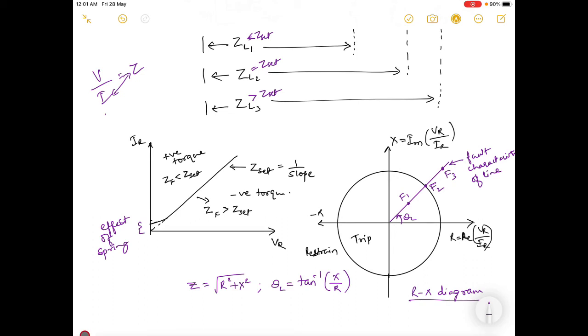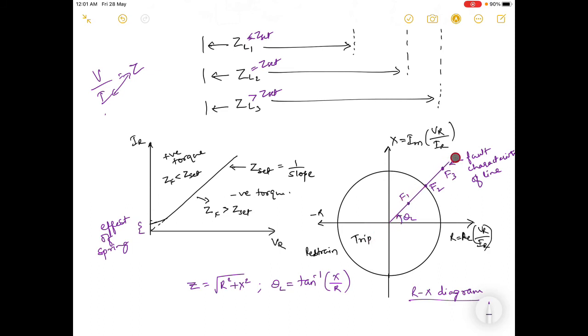Now, okay, so what is the RX diagram? R is the real part, so the real part of VR by IR, and X is the imaginary part of VR by IR. So this is reactance, this is resistance. Okay, see, impedance has both reactance plus resistance.